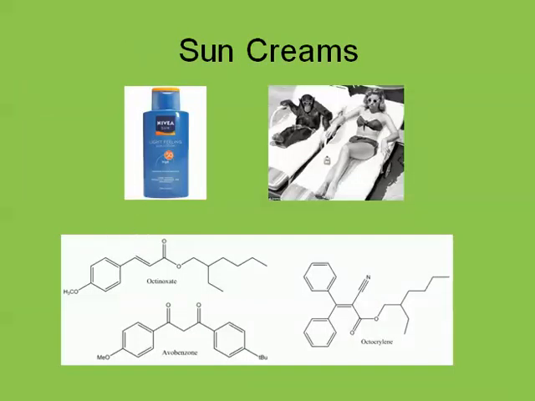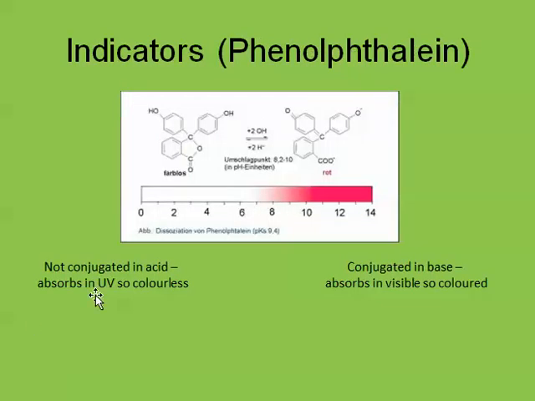We're also using this idea of blocking out light, absorbing light, in sun creams, where we've got some degree of conjugation here, and that will protect us from some ultraviolet radiation. And we're also making use of it when we do a titration. So if we think of phenolphthalein, it's got two forms here. There's this equilibrium existing depending on whether we're protonated or deprotonated.